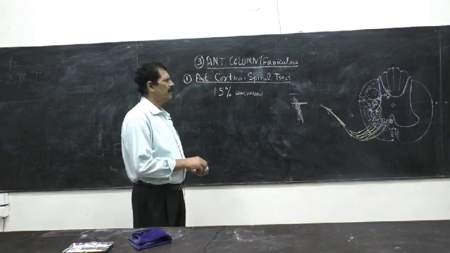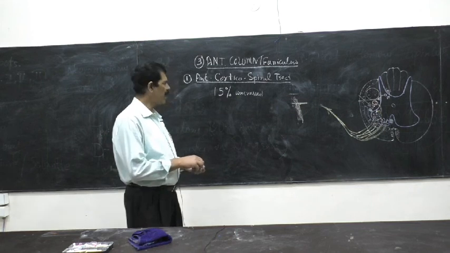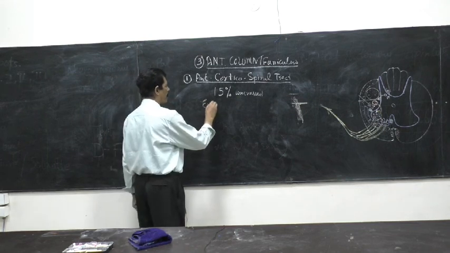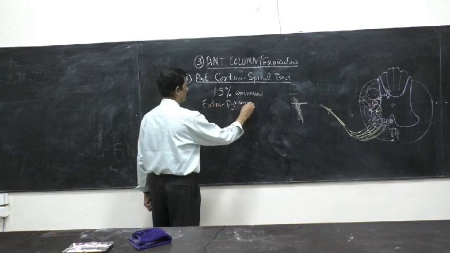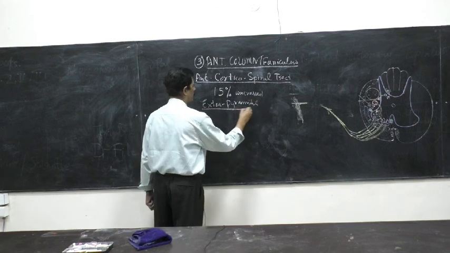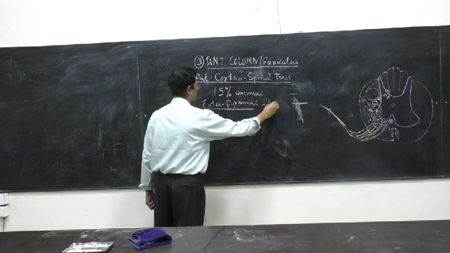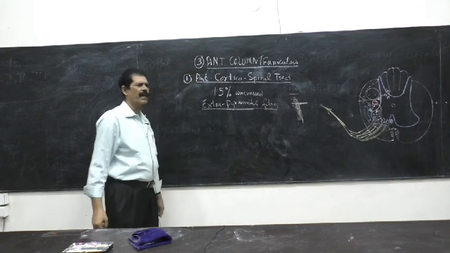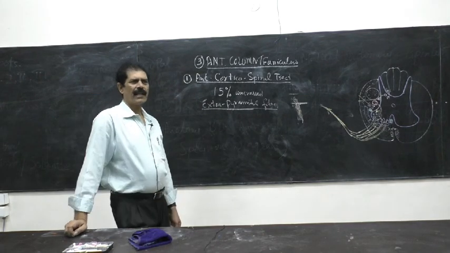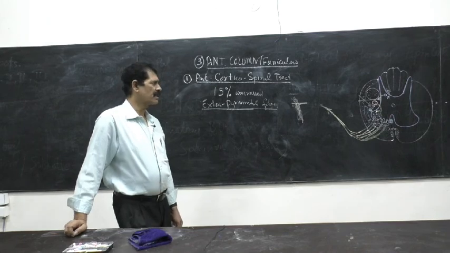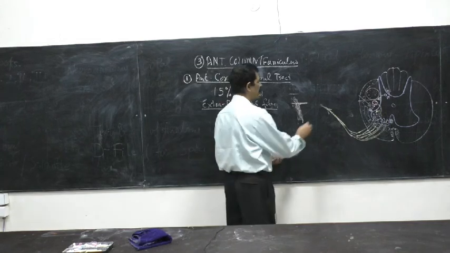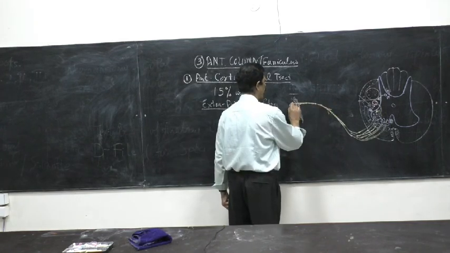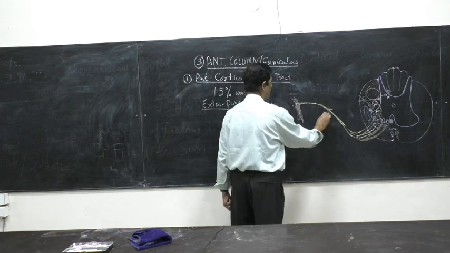So all of the descending fibers other than the corticospinal are called the extrapyramidal fibers or system. These fibers are also descending, so they are also motor, and they also relay in the ventral horn cells, and then they go to the motor nerves of the 31 pairs of spinal nerves, ending into some muscles of the body.